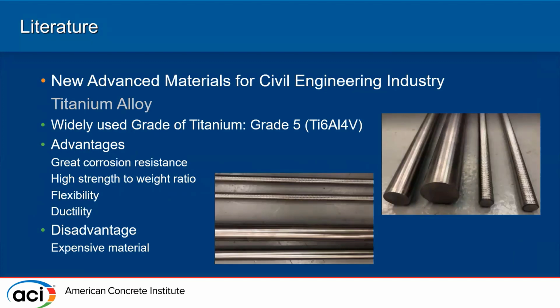So first, titanium alloy bars are widely used in the civil engineering industry. The widely used grade of titanium is grade 5, which is an alloy of titanium, aluminum, and vanadium, also Ti-6Al-4V. This is the one that we've used.